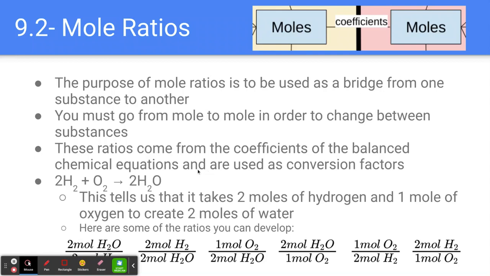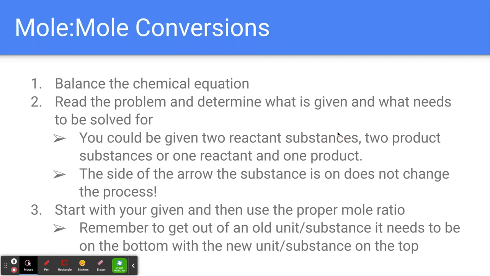So again, I sometimes call this the mole bridge. If you ever hear me talk about the mole bridge, it's going from moles of one substance into moles of another. So when we're trying to do mole-to-mole conversions, you need to balance the chemical equation, read the problem and determine what is given and what needs to be solved for. You could be given 2 reactant substances, 2 product substances, or 1 reactant and 1 product.